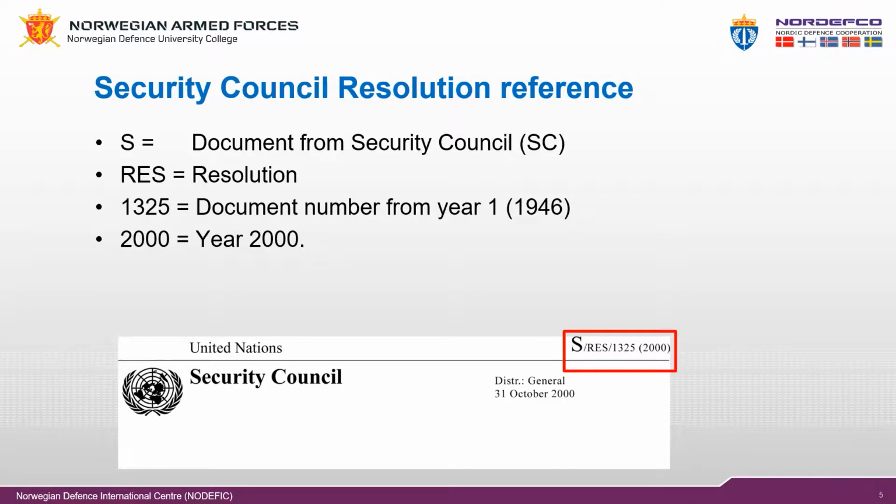The Security Council uses a similar system. They use the letter S for the Security Council instead of A. The number 1325 describes that this is resolution number 1325 since the year 1946. To make it easier to find or separate these resolutions, the reference system lists the year the resolution was issued in brackets.